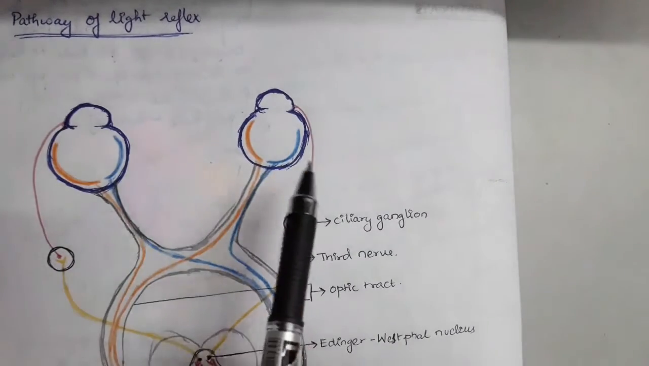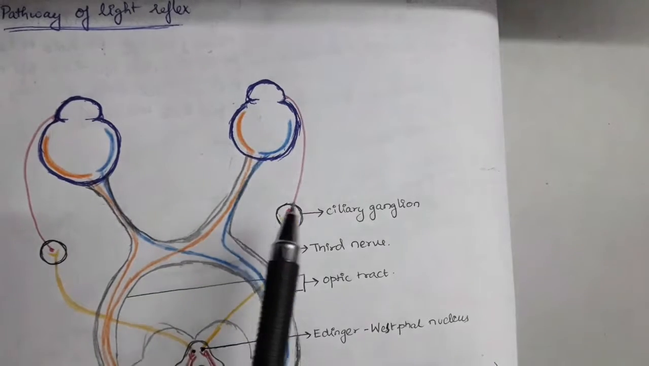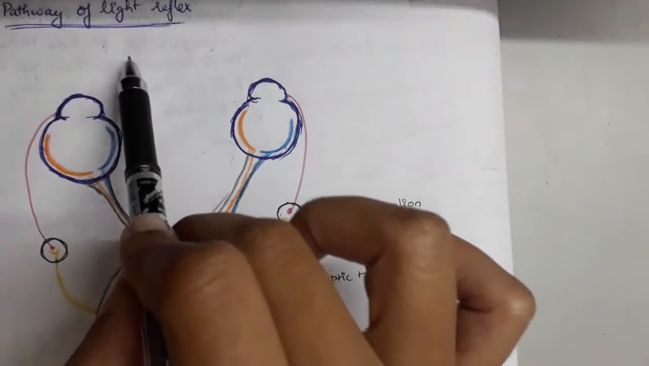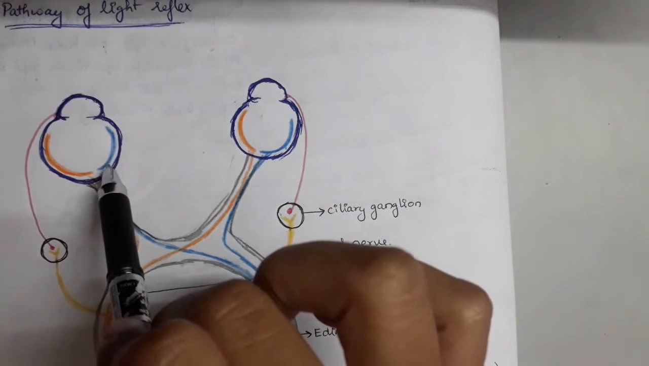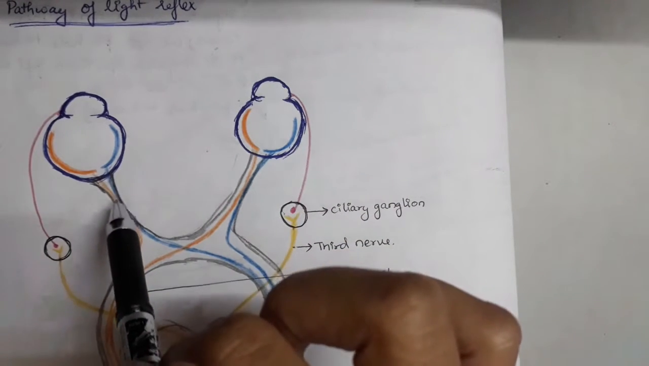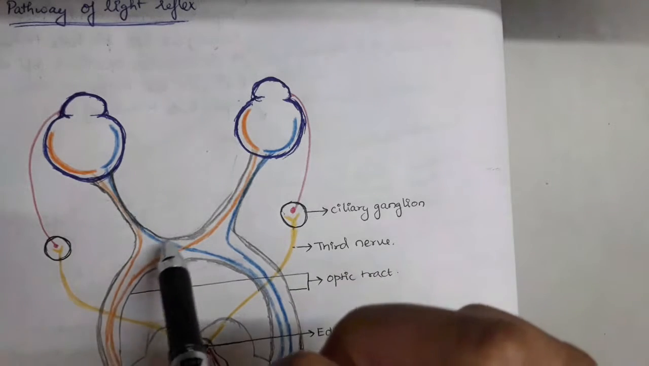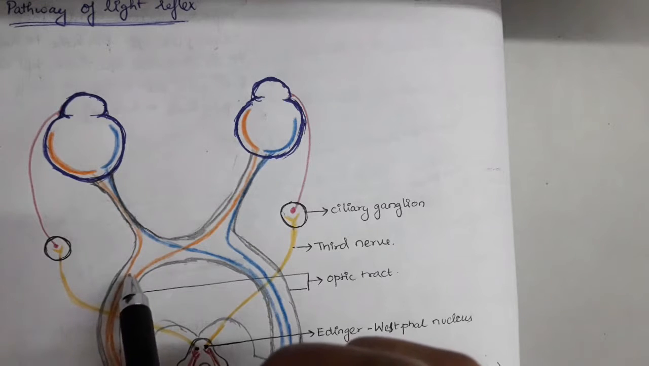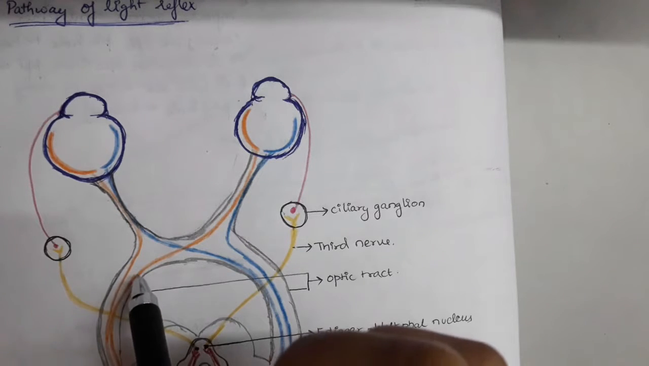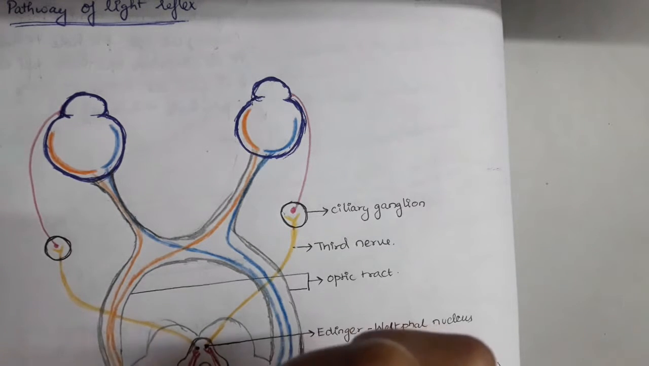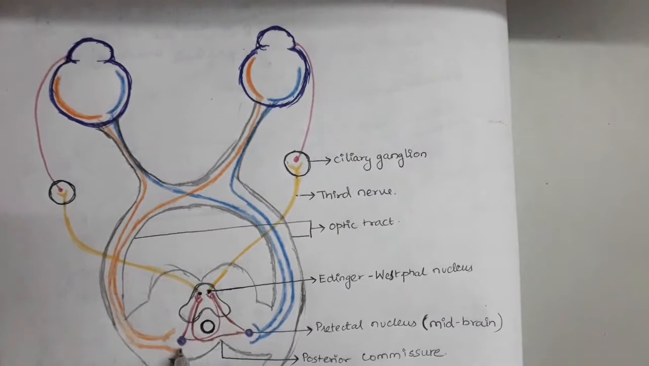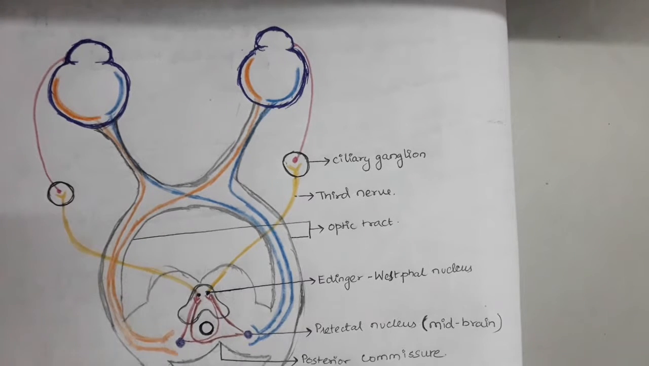This is a diagram of the pathway of the light reflex. When there is a stimulus, it will stimulate the retina, and the signals from the retina are sent through the optic nerve. At the optic chiasma there is crossing over of fibers, and from the optic chiasma there is formation of the optic tract. The optic tract fibers will relay on the pretectal nucleus on the contralateral side.